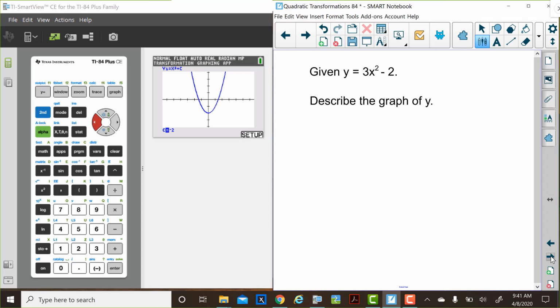Now let's do a challenge for you. You're given the equation y is equal to 3x squared plus c, where c is negative 2. We'd like for you to describe the graph of this function. You may also wish to sketch the graph. Clearly, the 3 is different than the value of 1 in the parent function. It's a coefficient of x squared, and the constant in this case is negative 2.